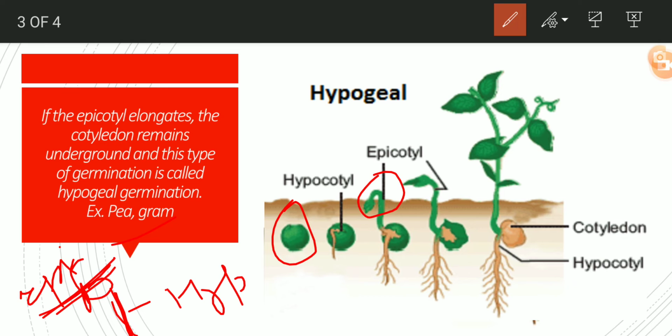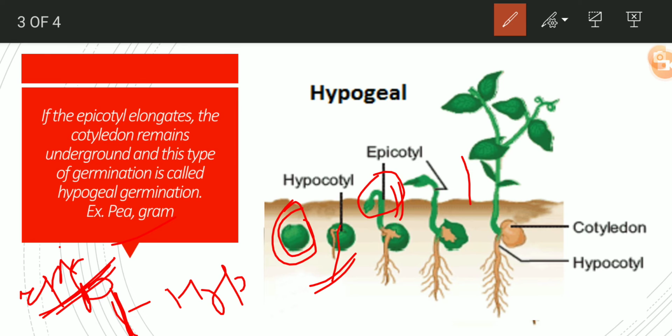In this, this is the cotyledon, or this is the seed. The seed will grow up and swell up. The radicle will grow downwards, as you can see in this picture, to form the root system, and the epicotyl, this region, grows, elongates, and takes the plumule out of the soil. As you can see here, the plumule will go out of the soil.